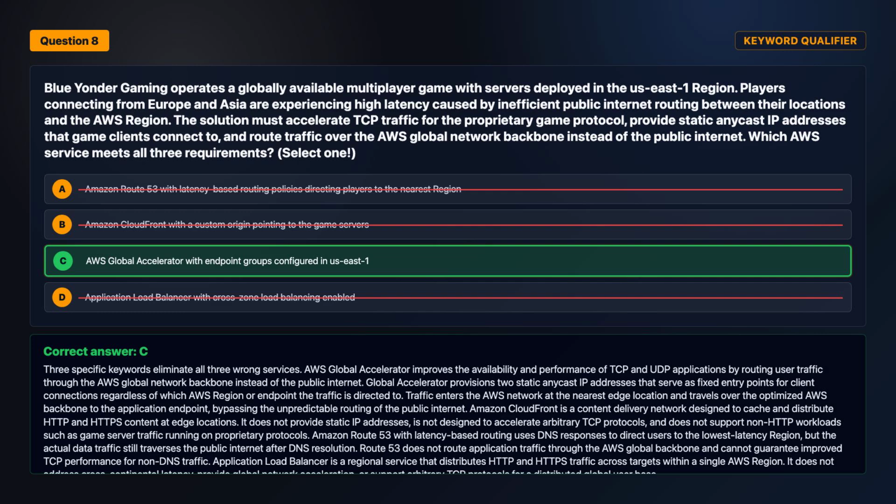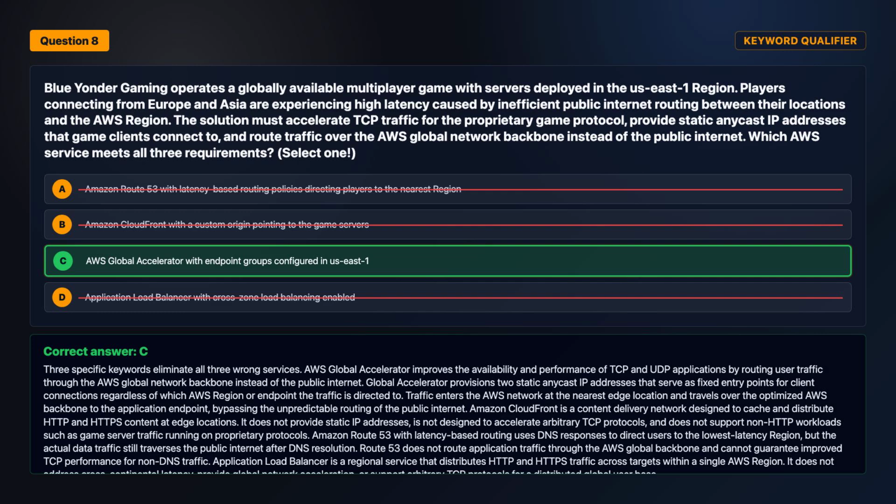Amazon CloudFront is a content delivery network designed to cache and distribute HTTP and HTTPS content at edge locations. It does not provide static IP addresses, is not designed to accelerate arbitrary TCP protocols, and does not support non-HTTP workloads such as game server traffic running on proprietary protocols.